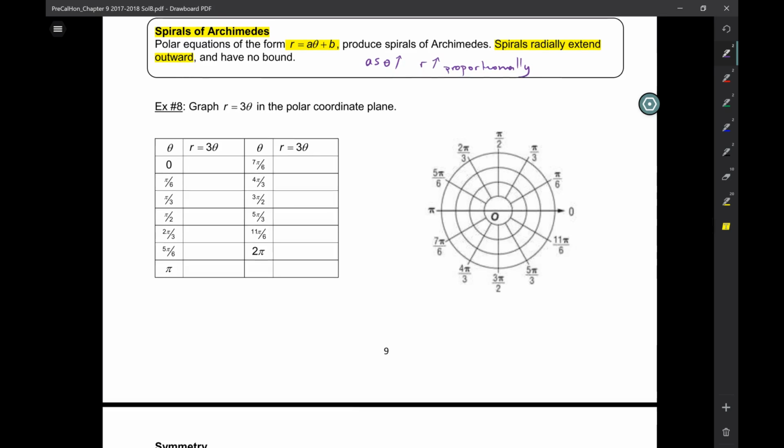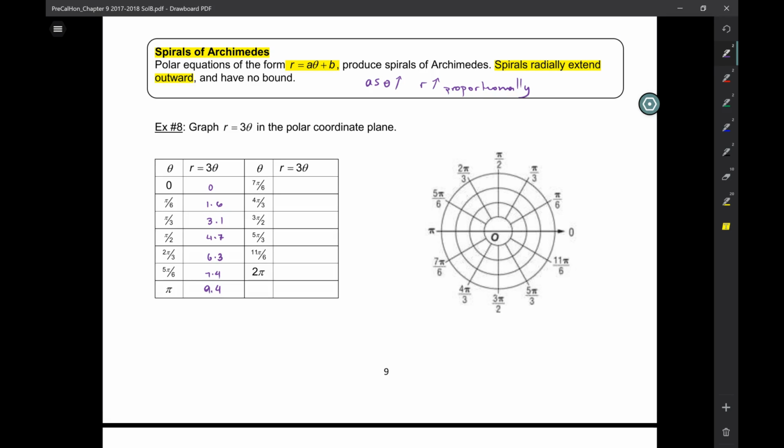We're going to graph r equals 3 theta, and here we get 0. 3 times pi divided by 6, that's 1.6, and 3.1, and 4.7. And here we have 3 times 2 pi over 3, which is 2 pi, which is 6.28. And then 7.9 and 9.4. I'm just going to stop there. Okay. I will also relabel this to 2, 4, 6, 8.